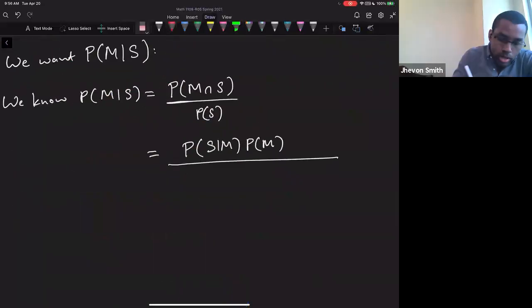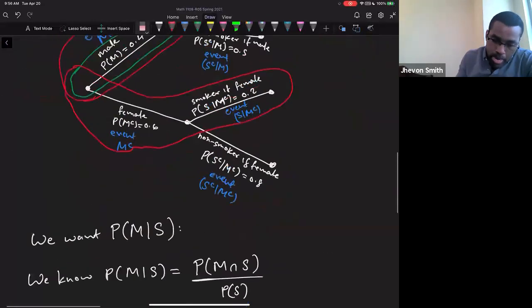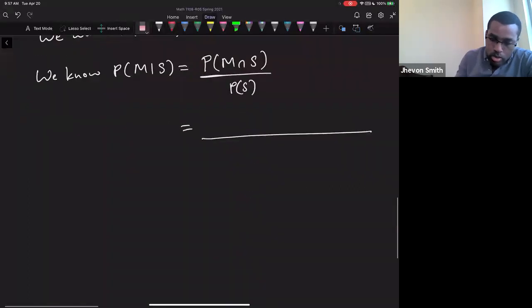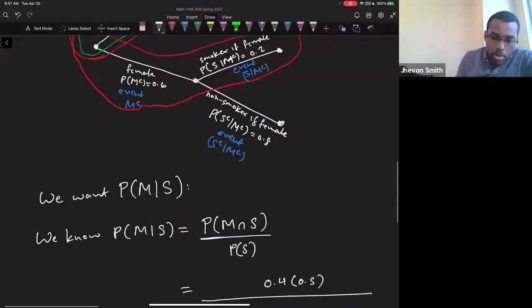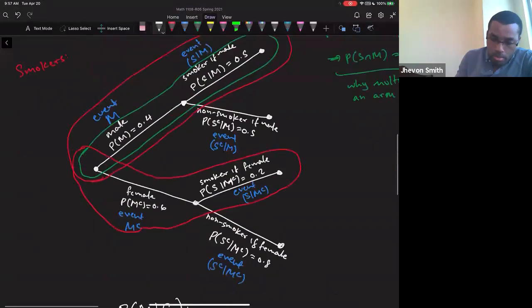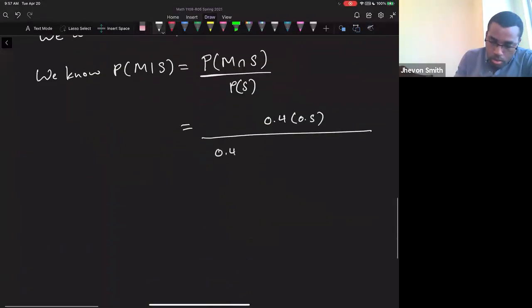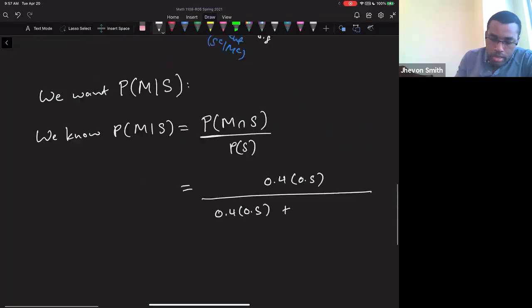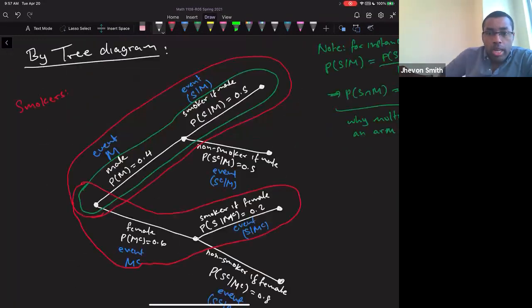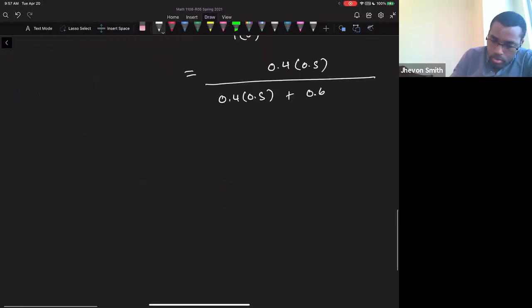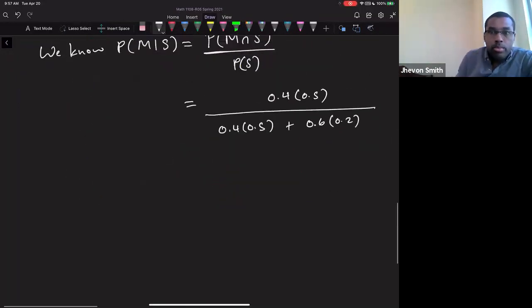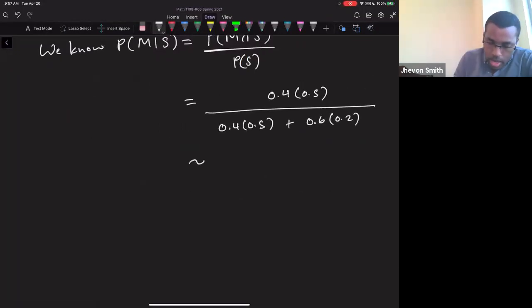So ultimately what we're going to do here is realize that to be a male and a smoker, we just multiply along these arms. This is going to be 0.4 times 0.5. And then the probability of a smoker means I can go along that same arm, which is 0.4 times 0.5, plus the probability of going along the other arm, which now you see is 0.6 times 0.2. So you have that, and that is roughly going to be 0.625.